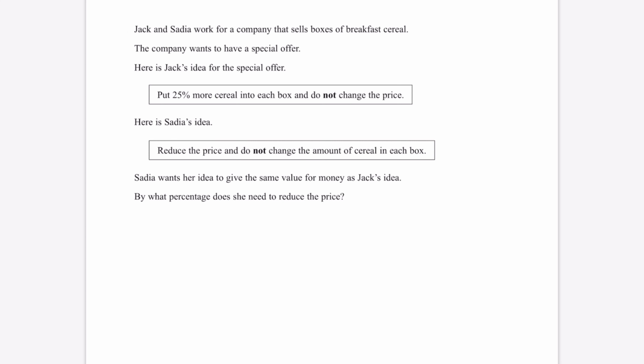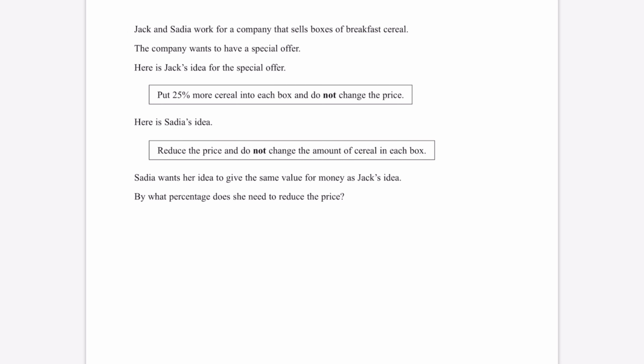Here is Sadia's idea. Reduce the price and do not change the amount of cereal in the box. Sadia wants her idea to give the same value for money as Jack's idea. By what percentage does she need to reduce the price?